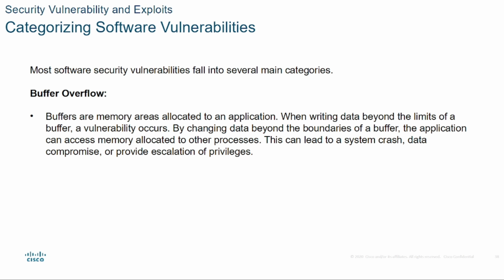Most security vulnerabilities fall into several main categories. One of them is buffer overflow. Buffers are memory areas allocated to an application. When writing data beyond the limit of a buffer, one can access adjacent memory. This can lead to a system crash, data compromise, or escalation of privilege.